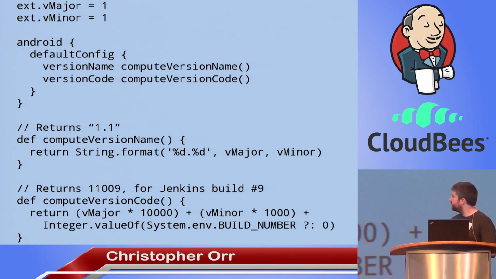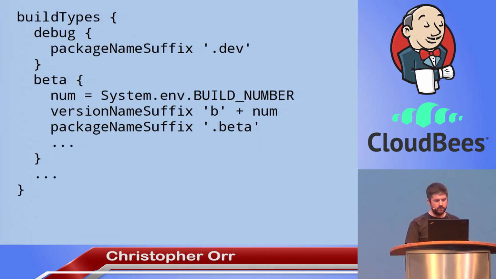It's pretty simple. But I don't know if you can see that at the bottom, everyone. But compute version code, it takes this major version and minor version, and then it also takes the system.env.build number, this build number environment variable that Jenkins sets for every single build. And I add that on at the end. So for build number 9 from Jenkins, I would get this 11009 that you see down there.